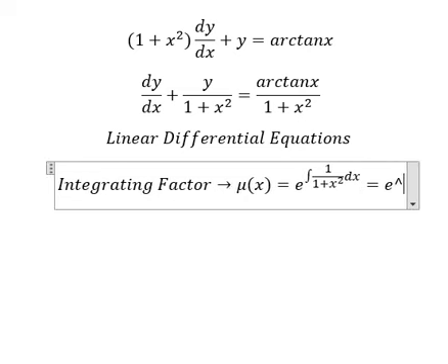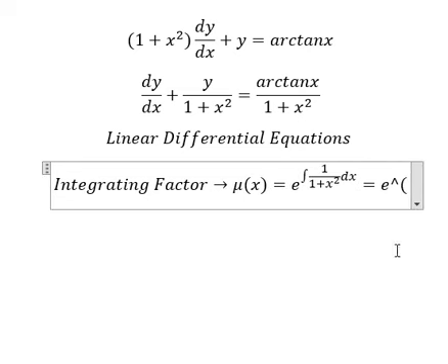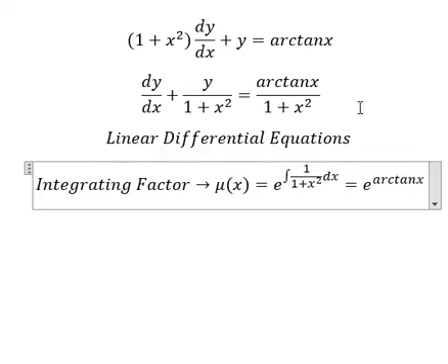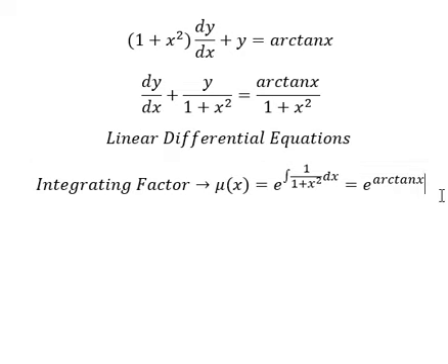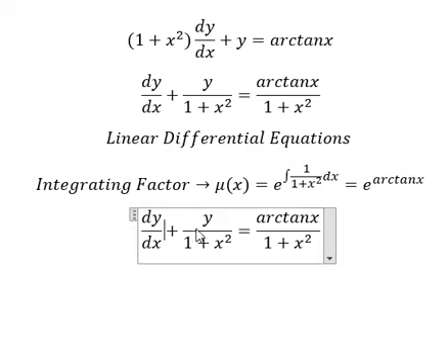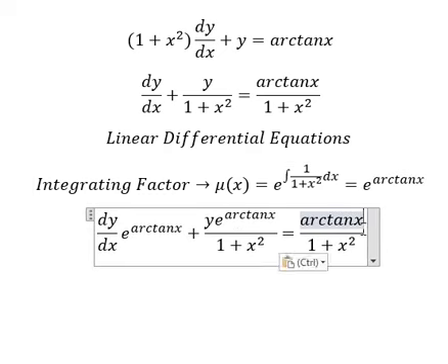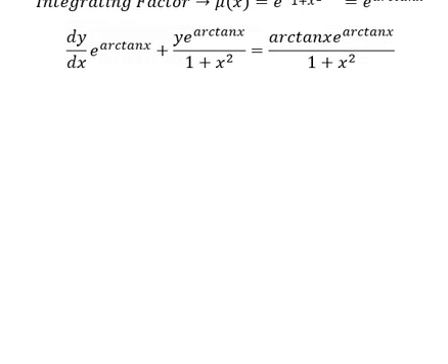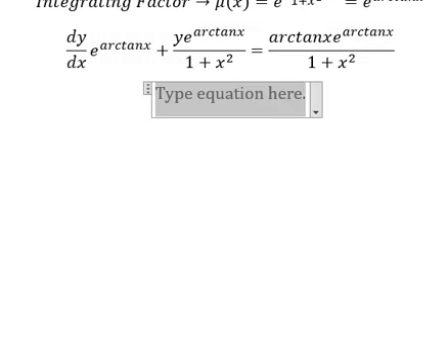So the integration of this one is arctan of x. That means we need to multiply both sides by this one. Next, we put the integration on both sides.